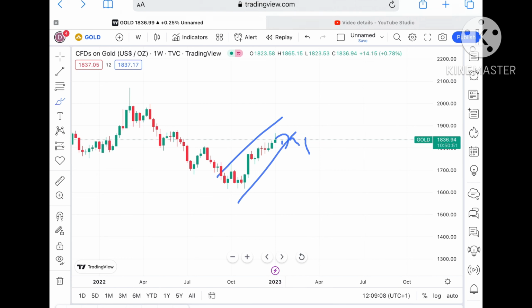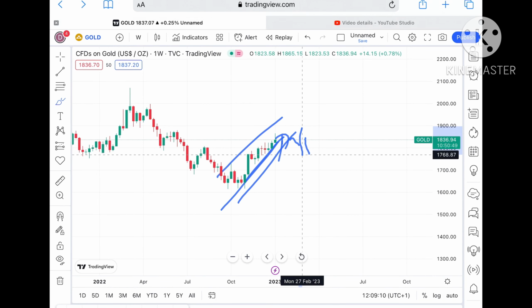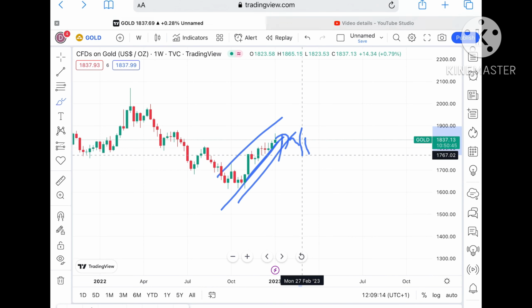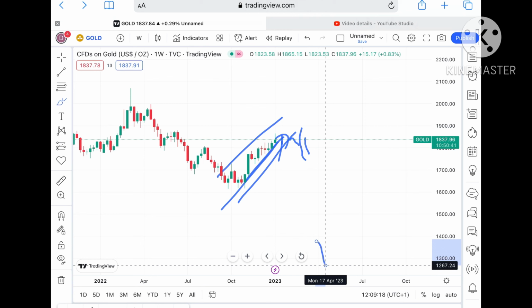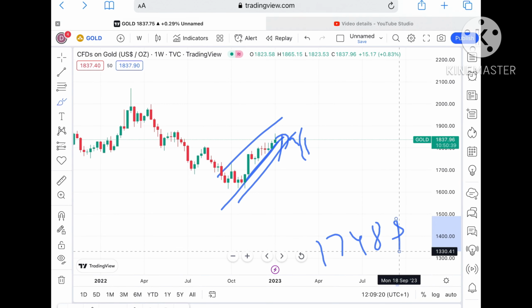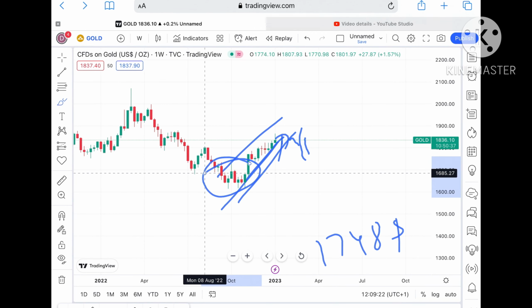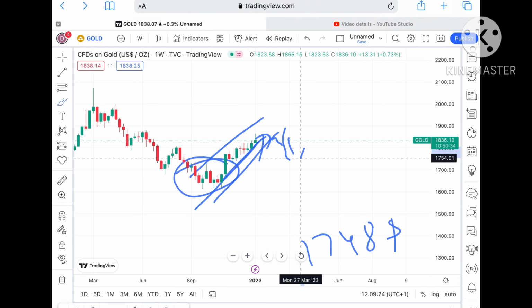From there we can see a level of 1774. If it moves further low, then it can touch $1774 and then a level of around 1767. Once it starts moving below that level, we can see a strong support coming at around $1748, and then it will move in this particular zone for quite some time if it comes in this zone.